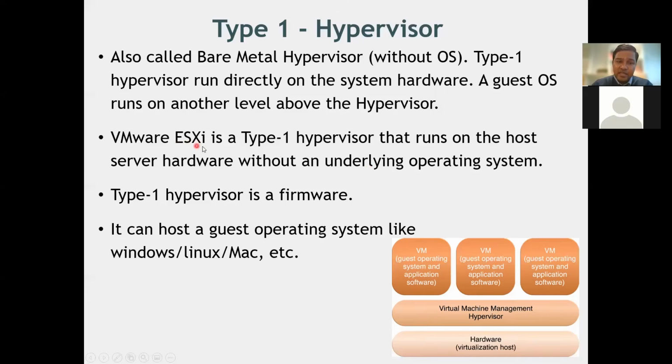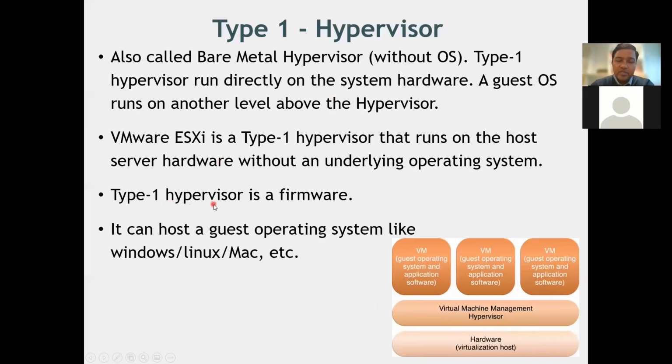VMware ESXi is a type 1 hypervisor. It is a software suite which can be used to virtualize the hardware beneath it. It runs on the host server hardware without any underlying operating system. So when we are installing ESXi, there is no operating system installed on the hardware. It is completely blank, or bare. That's why it is also known as a bare metal hypervisor, meaning without an operating system.